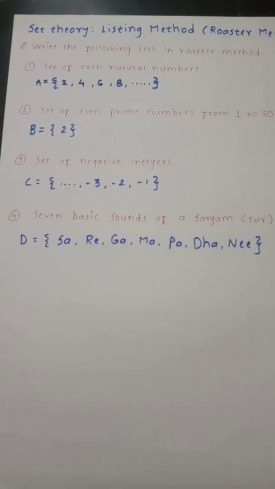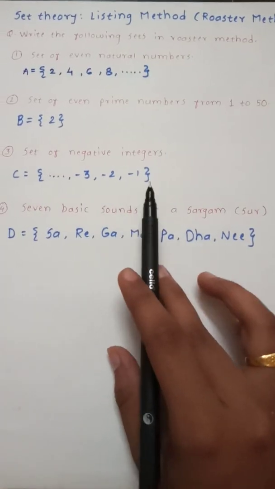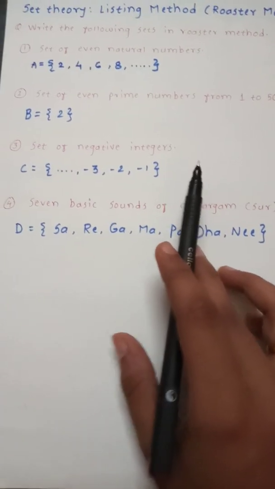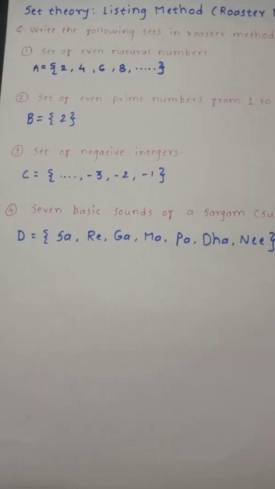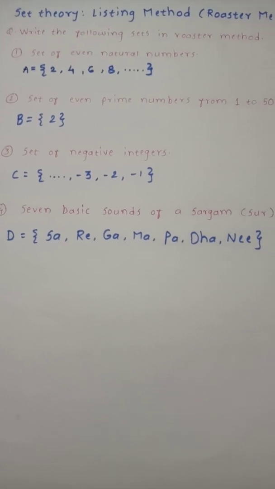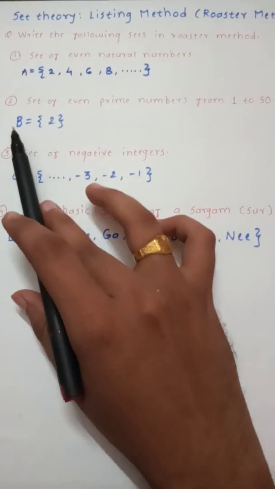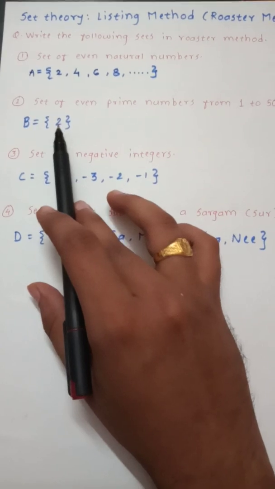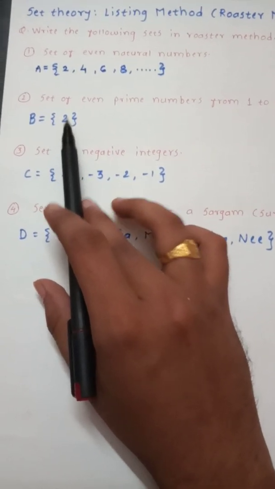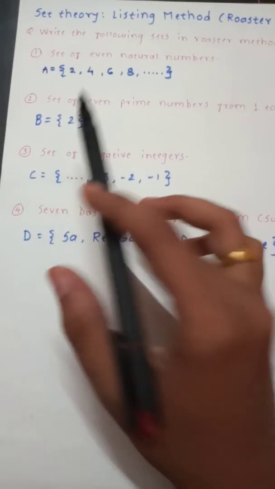Second is given as the set of even prime numbers from 1 to 50. Now 2 is the only even prime number from 1 to 50. So in set B only 2 is the element present. So this is the answer for our second sub question.